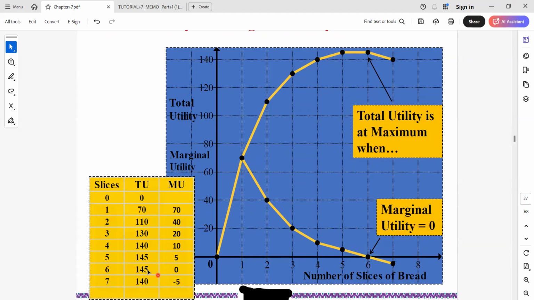Oh, okay. I think that was a mistake, because now your marginal utility is 0, your total utility is 145. But you know that when your marginal utility is 0, your total utility is at its maximum. So yeah, and then when your marginal utility becomes negative, your total utility starts to decrease.